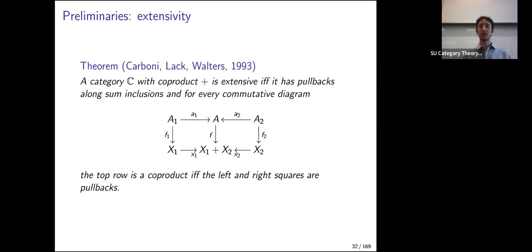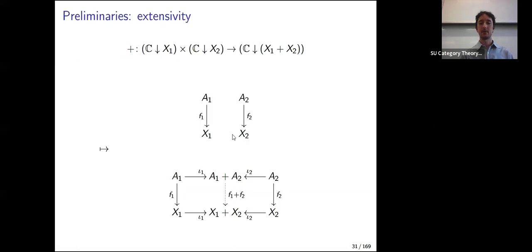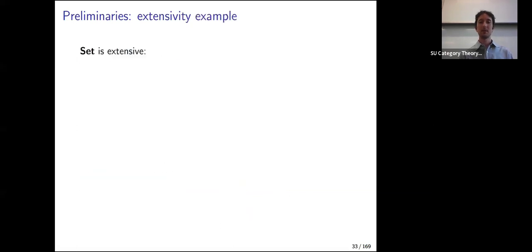We have that a category satisfies that condition if and only if it has pullbacks along coproduct inclusions, it has coproducts, and for every commutative diagram of this form, the top row is a coproduct if and only if the left and right squares are pullbacks. Okay. Nope, that's the wrong way. Cool. So the canonical example of an extensive category is the category of sets.